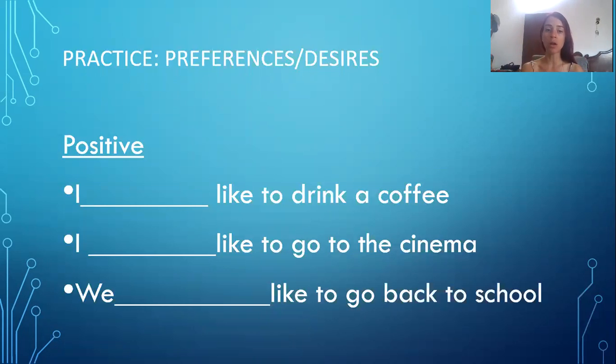I would not like. And number 3, if it's positive, we like to go back to school. What do you think? Positive? We would like to go back to school. And if it's negative, we like to go back to school. What do you think? We would not like to go back to school. Simple.